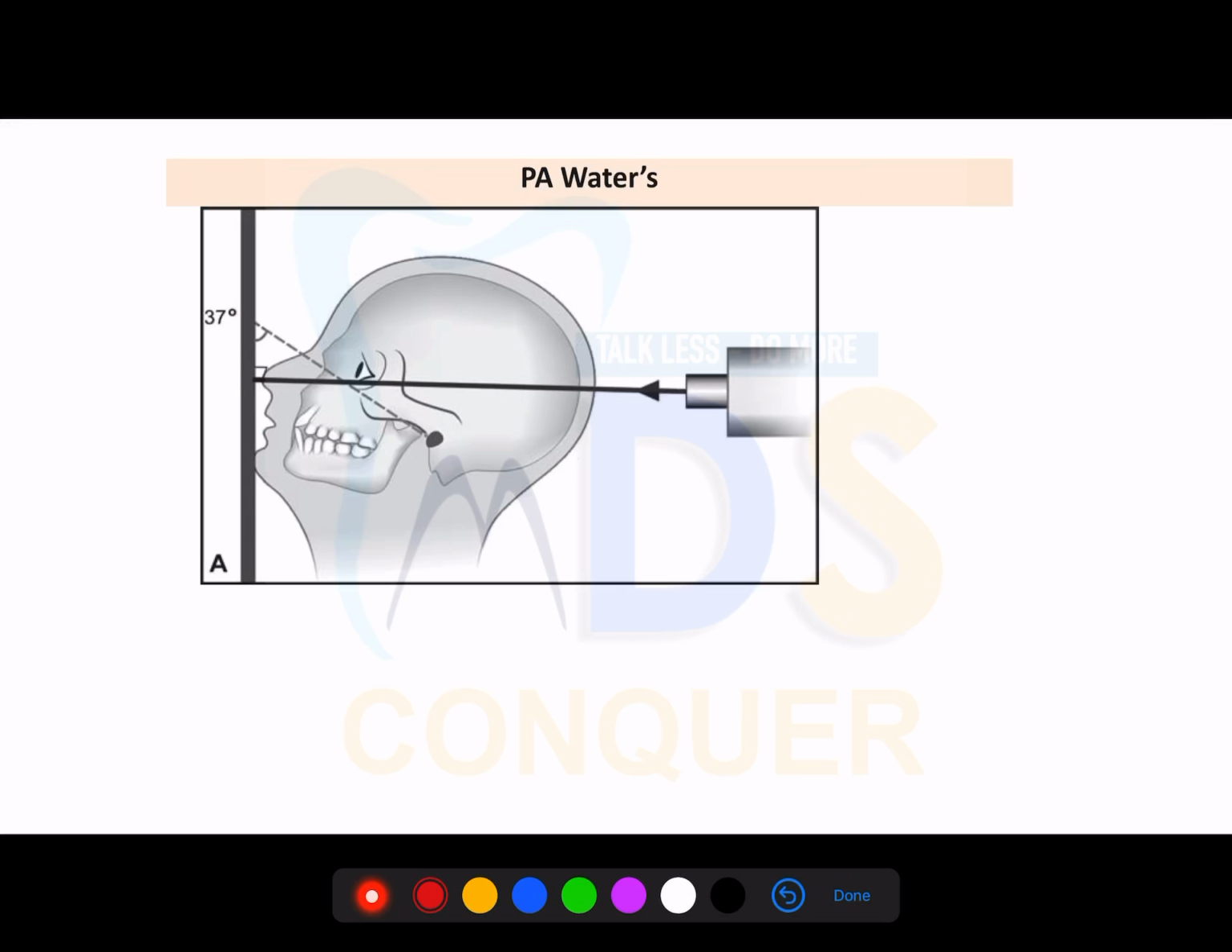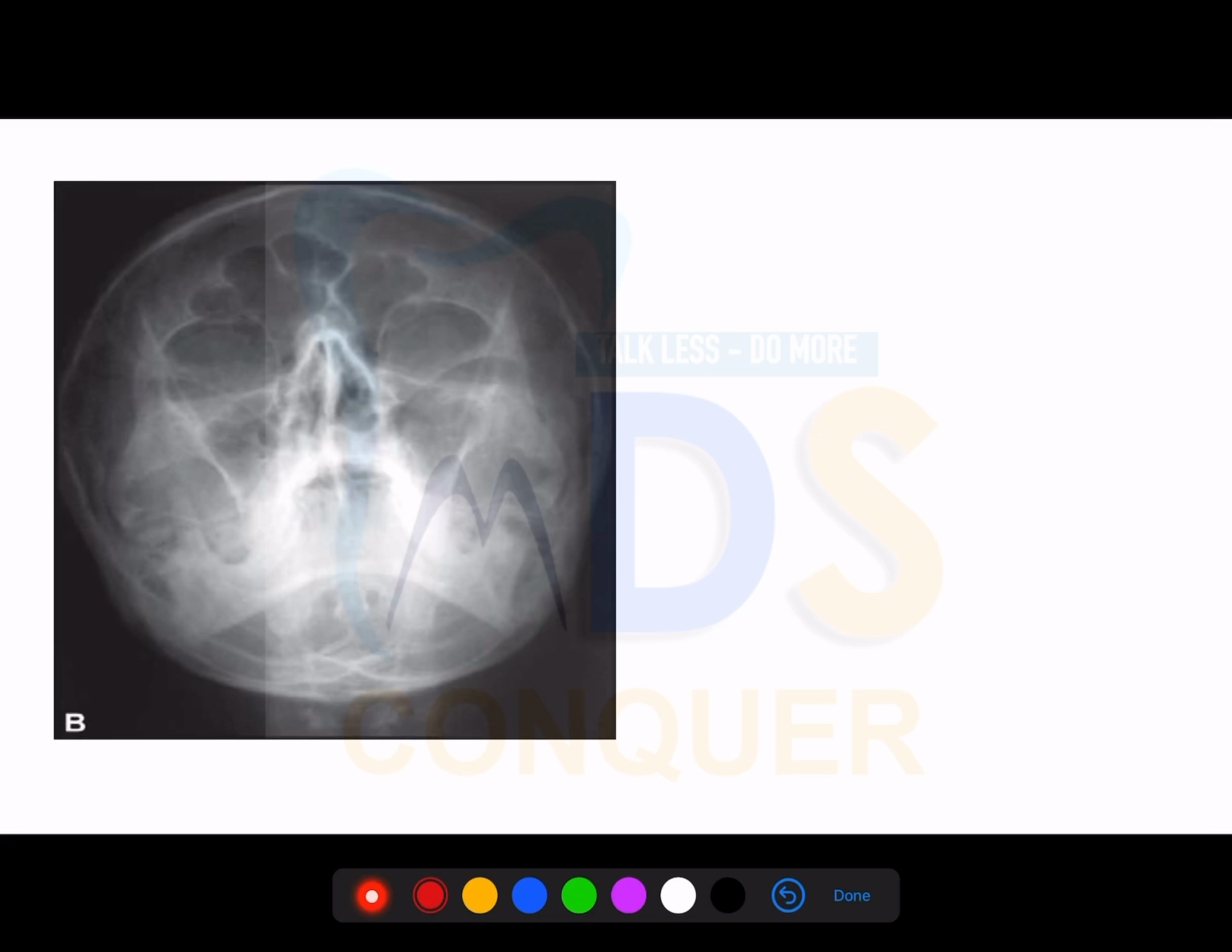So coming to a few conventional extraoral views which are important. This is the PA Waters view. In conventional extraoral techniques, you have to know the view and where it is used. Here in the PA Waters view, the angulation is 37 degrees, and this is mostly useful for the examination of the sinuses, especially the maxillary sinus. Now we'll see the radiographic picture of the Waters view. They can ask picture-based questions also, like what is the view given here. So this is a Waters view, and we can examine the sinuses in this view.